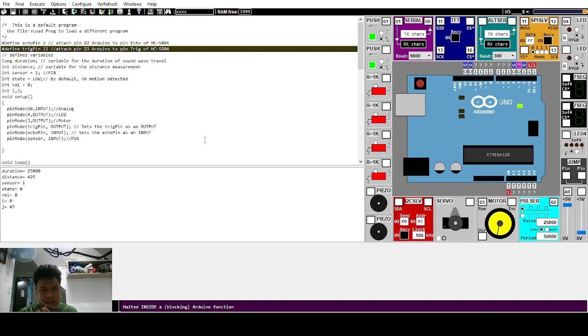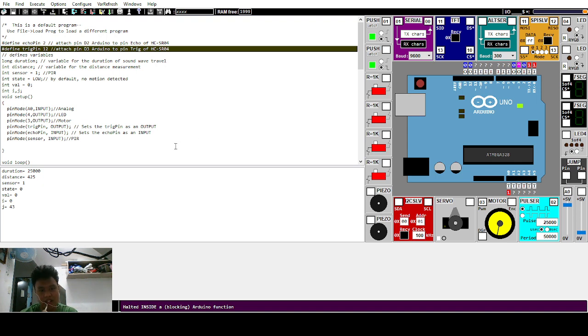The duration is multiplied by 0.034, which is the speed of sound, and divided by 2 since the duration covers the sound going forwards and coming back. So that's the distance of the object.